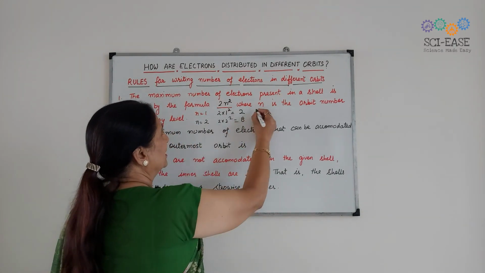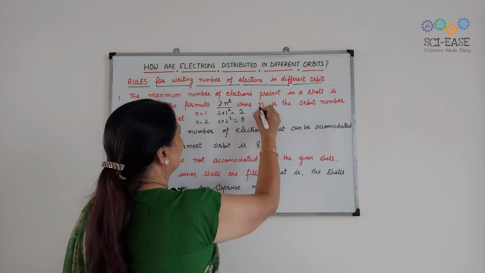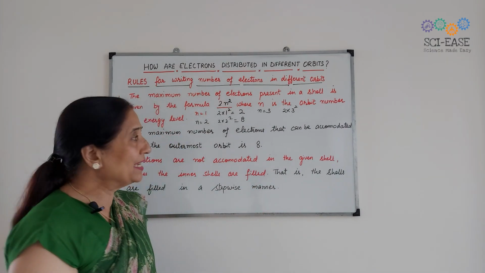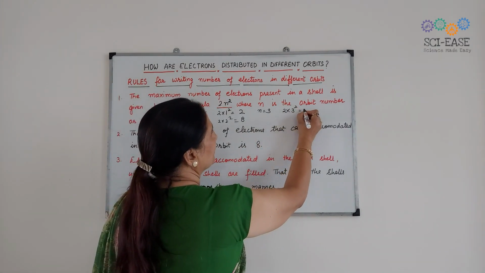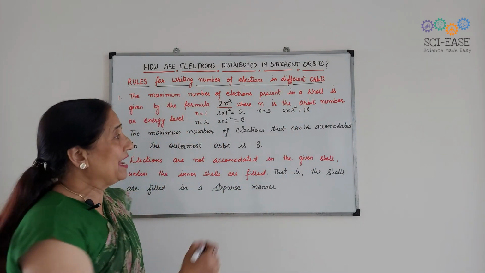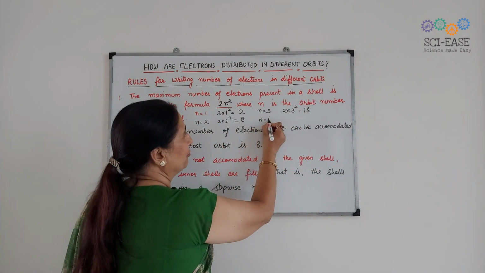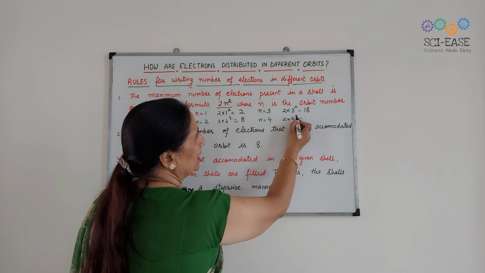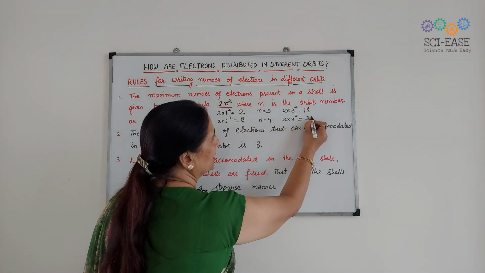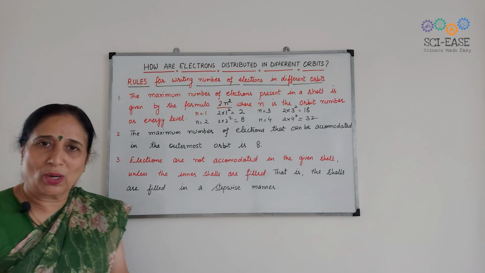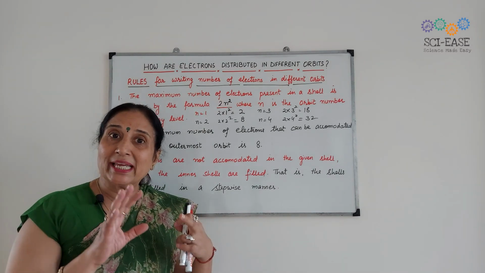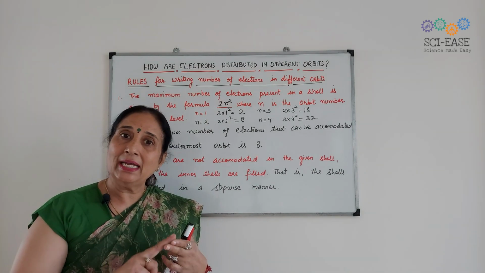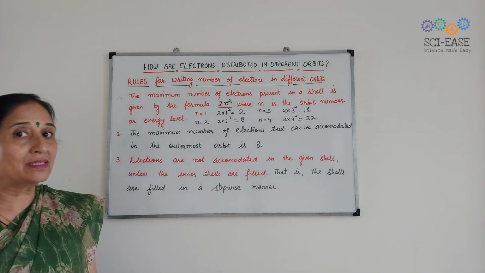Now come to n is equal to 3. So it will be 2 into 3 square. 3 square is 9, 9 2s are 18. And when n is equal to 4, then it will be 2 into 4 square, that is 16 into 2, 32, and so on. So you can calculate the number of electrons present in different shells by the 2n square rule. This is the first rule.